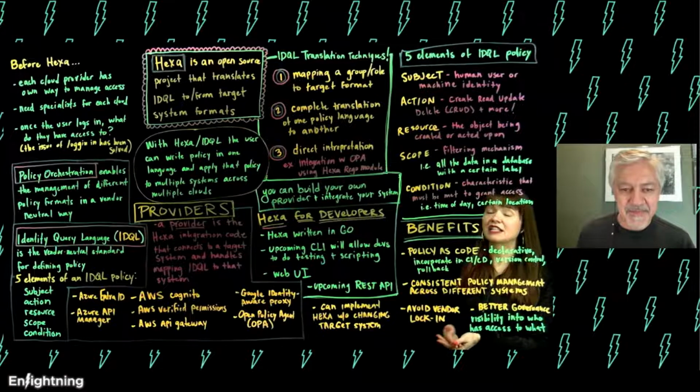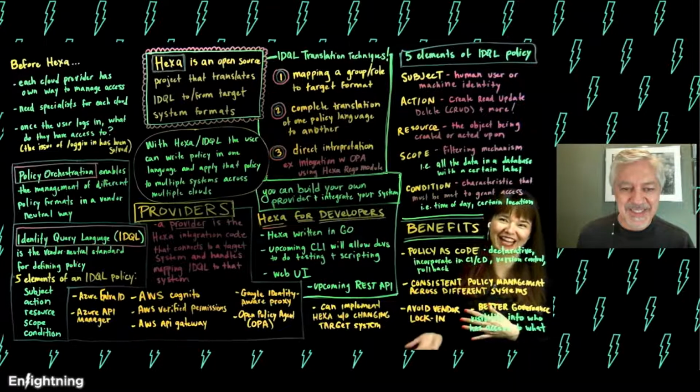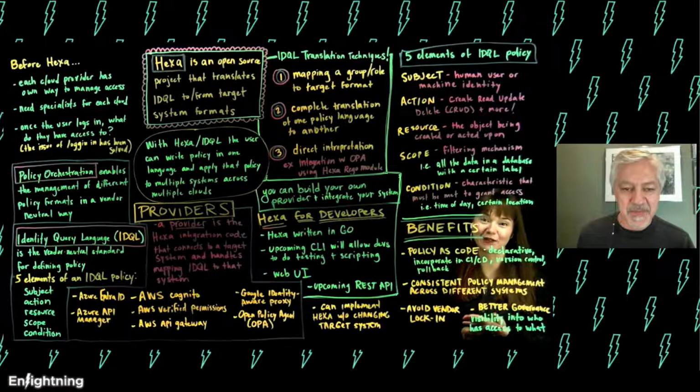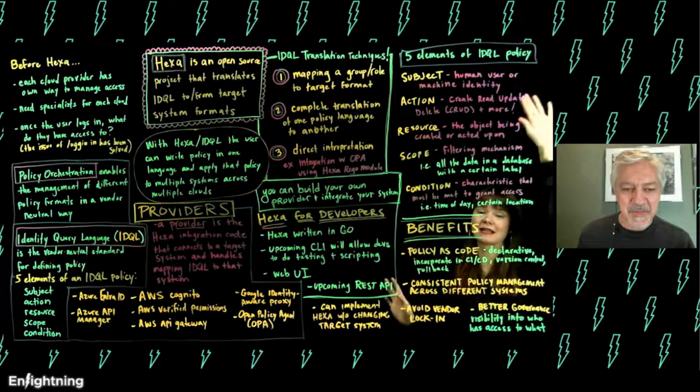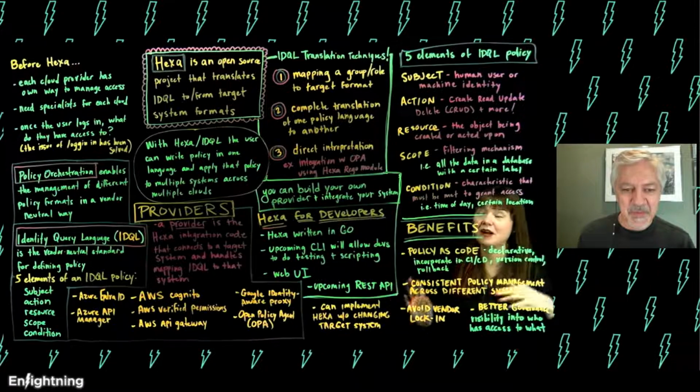So policy orchestration then enables the management of different policy formats in a vendor neutral way. Specifically, doing that using identity query language, or IDQL. It's a vendor neutral standard for defining policy. And we talked about the 5 elements of an IDQL policy, which we'll get into later, because I want to hurry up and talk about Hexa, which is what this episode is about. So we learned about Hexa, which is an open source project that translates that identity query language to and from the target system formats.